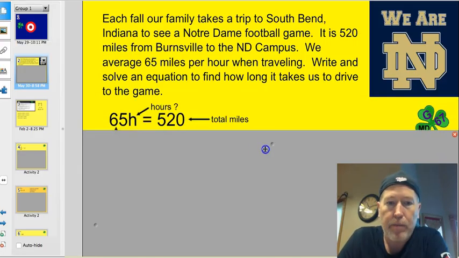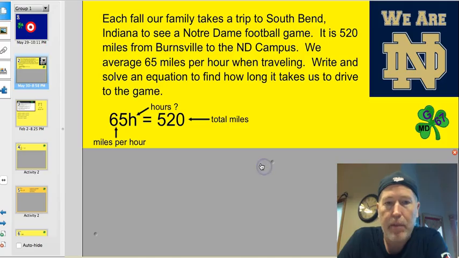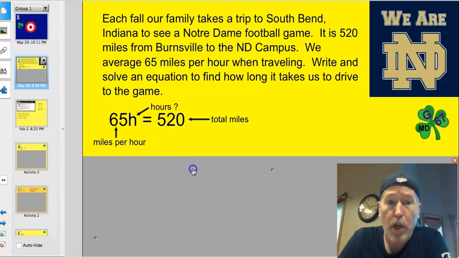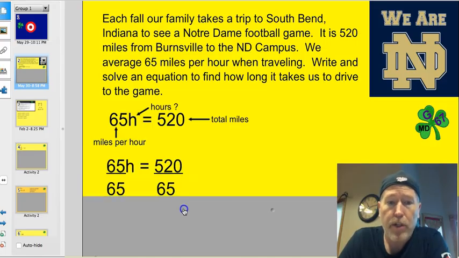All right, well, I always label everything. I'm a labeler. So I'm traveling at 65 miles per hour, and I got to go a certain number of hours. I'm not sure how many. And I'll get there. I'll have traveled 520 total miles. So it's a multiplication equation: 65 miles an hour times some hours equals 520. So to solve a multiplication equation, we use division.